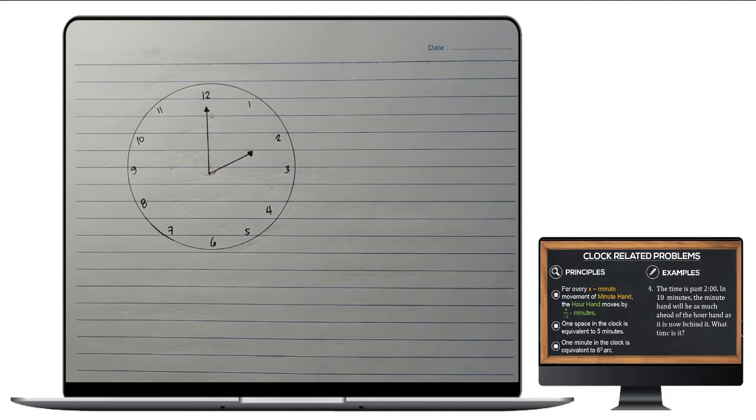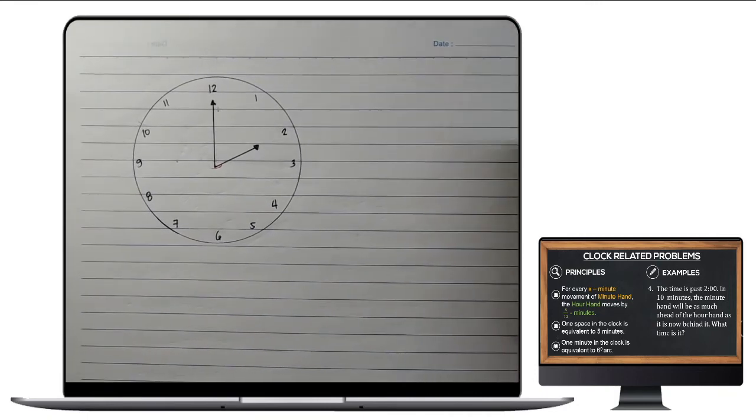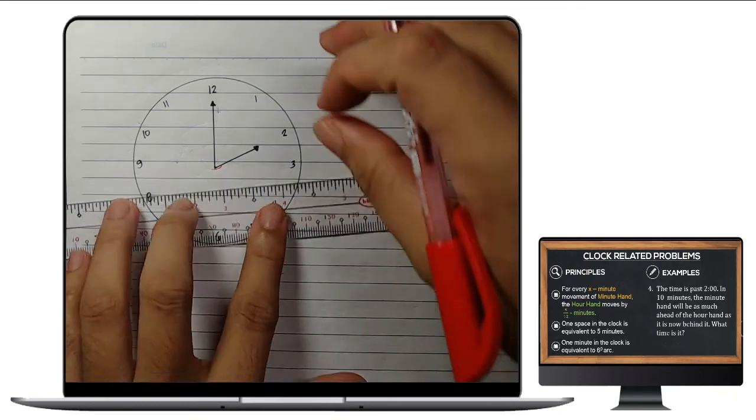Kailangan lagi, mahanap natin what is the present condition, what is the present figure na kailangan nating ma-draw, yung now. Kailangan makuha natin lagi yung now. So, with that, based on the problem, in 10 minutes, the minute hand will be ahead sa hour hand, as it is now behind it. So therefore, the minute hand as of now is behind the hour hand. So let's start from there.